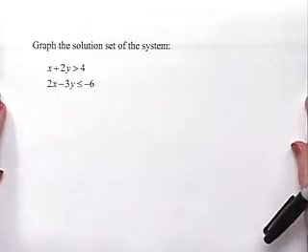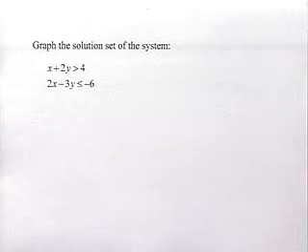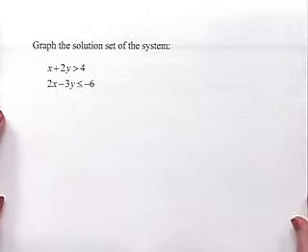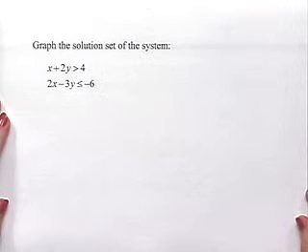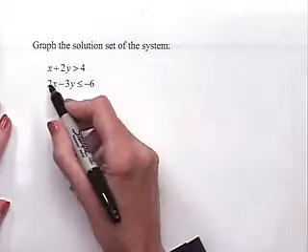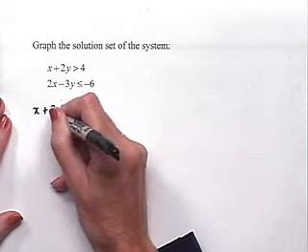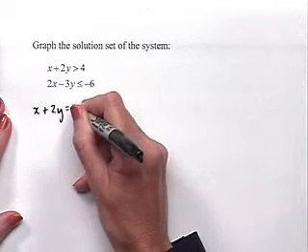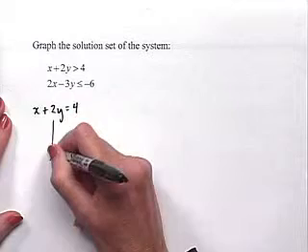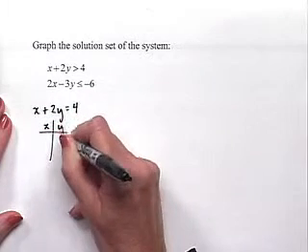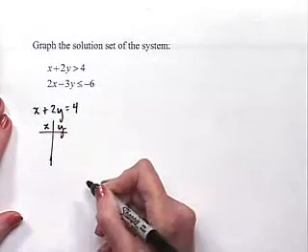Now let's look at a problem where we have to graph a system of linear inequalities. We want to graph the solution set of the system. Our first inequality is x plus 2y is greater than 4. Our second inequality is 2x minus 3y is less than or equal to negative 6. We're going to start by graphing the first inequality. We'll begin with a border, which is going to be the equation x plus 2y equals 4. We can use the intercept method in order to find 2 points on that line.